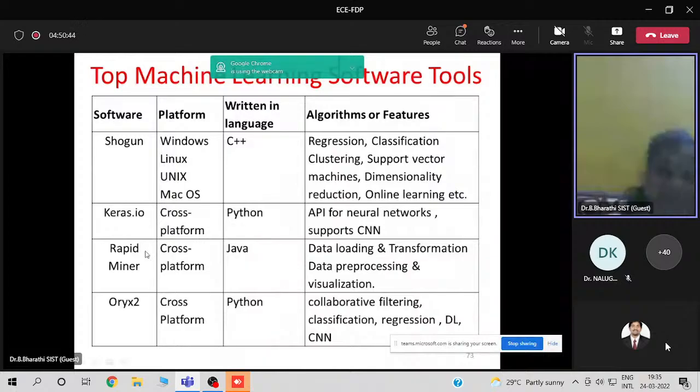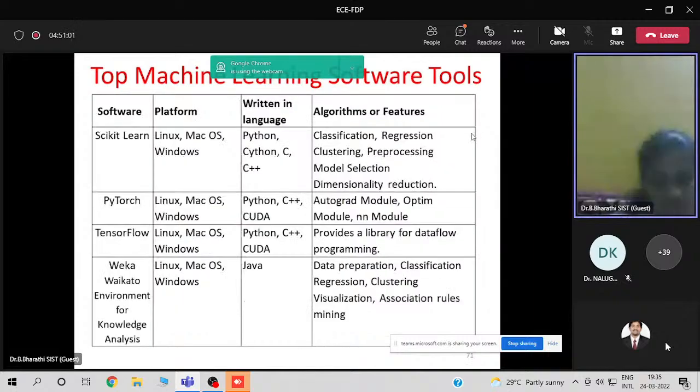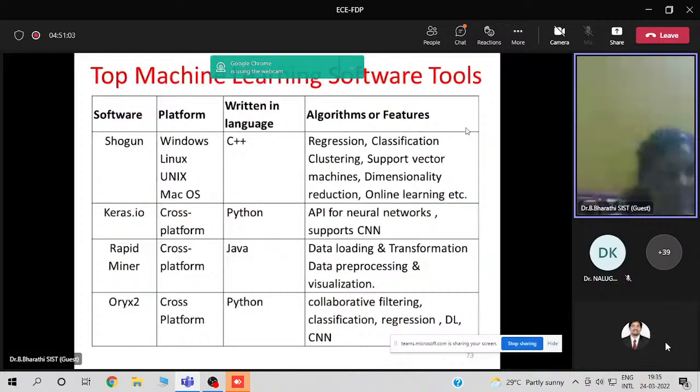This is also again a data scientist tool. And Oryx is another filtering tool, more of a data pre-processing tool. Oryx is mostly used for pre-processing rather than for actually building machine learning models. So these are some software tools that you'll have to concentrate on if you're planning to work on machine learning.